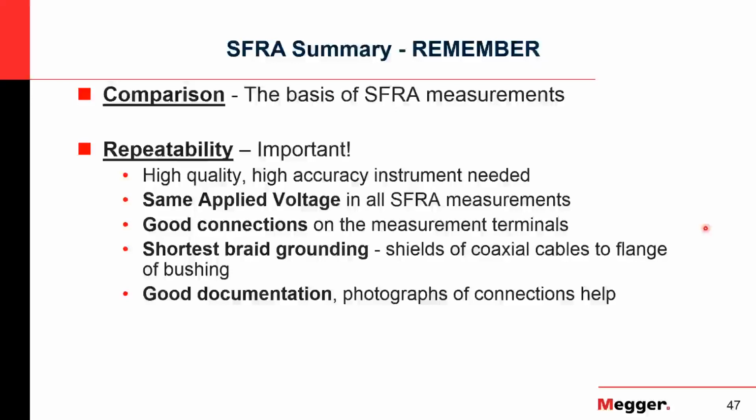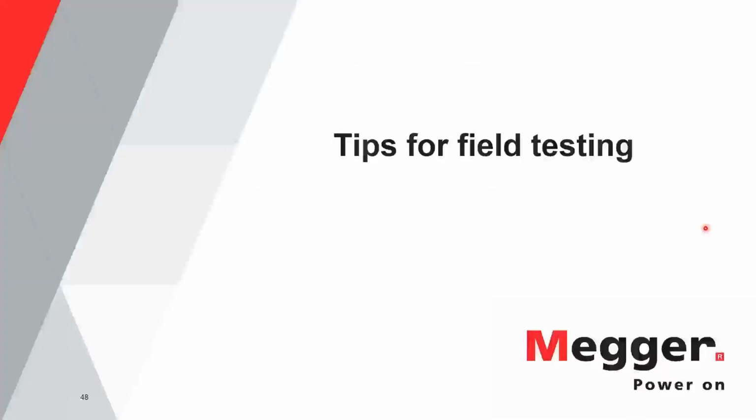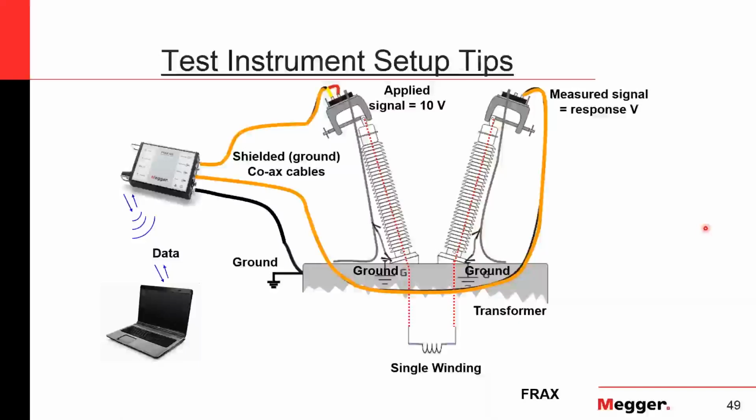you're going to hook up to one side of the winding, use your shielded coax cables, apply a 10-volt signal, vary it over multiple frequencies, and measure on another part of that transformer there. And then put this information on a PC, and you can evaluate what's going on. So the first thing to do is just verify your instrument's working. So there's a couple things that you can do.